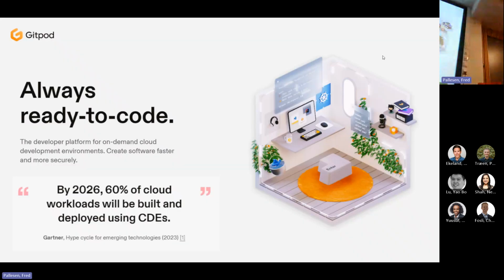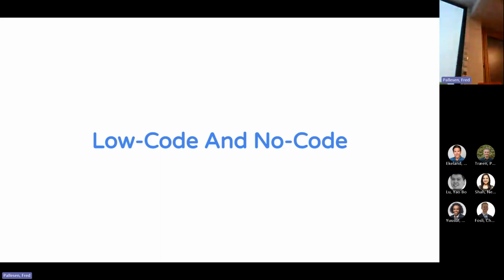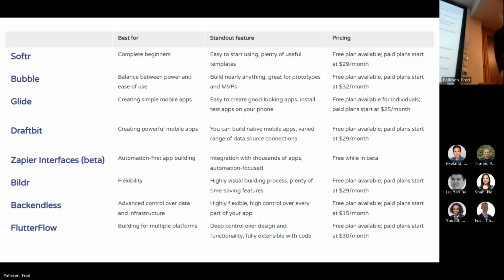But there are others as well. Gitpod is one example. Just do it right in your browser. Yeah, the last, then we can discuss a little bit after, is low code and no code. And there's a whole list of them. If you haven't looked into it, I think it's an interesting time because some of them are also coming with AI.